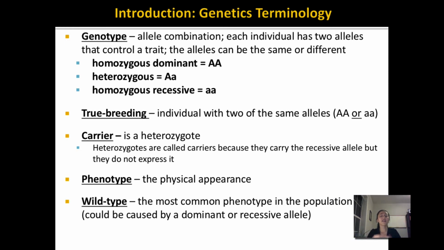And then finally, the term wild type. This is important. This is the most common phenotype in a population. We'll usually describe it as the wild type. The important thing to note here is that the wild type phenotype could be caused by a dominant allele or it could be caused by a recessive allele. So it's possible that a recessive allele is more common in a population than a dominant allele.